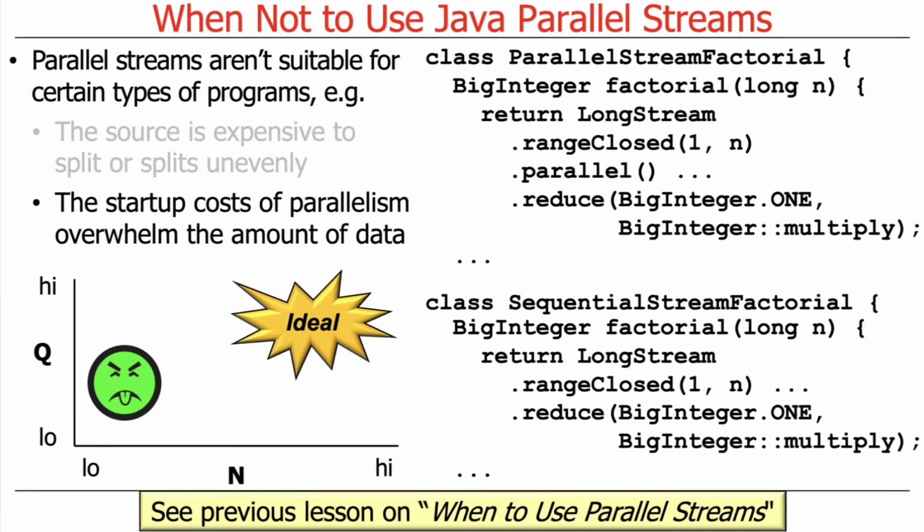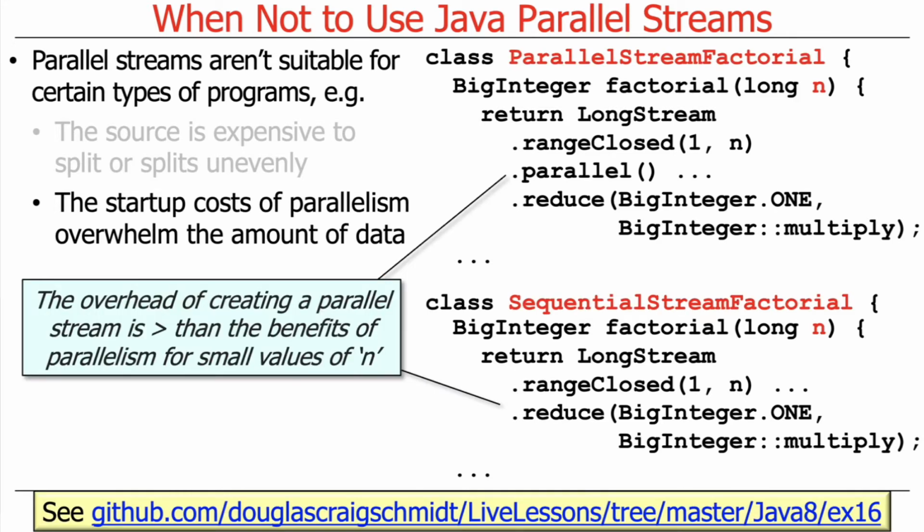Another situation when parallel streams aren't going to give you a win is when the startup costs of parallelism overwhelm the amount of data you're working on. Coming back to the n times q model, if n is low and q is low, then you're not going to get much of a win. Here's an example, which you can see in my EX16 folder, where we're using a parallel stream factorial computation and a sequential stream factorial computation. The only difference is this one has a dot parallel flag in it.